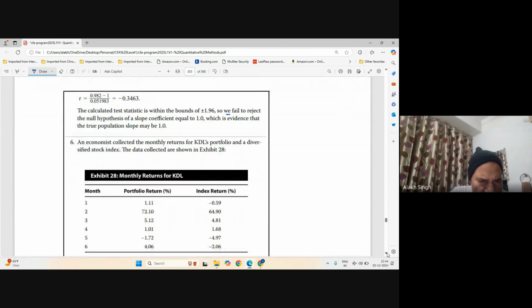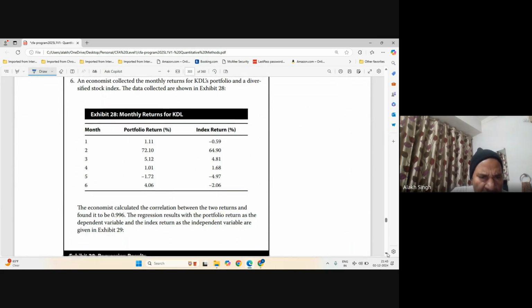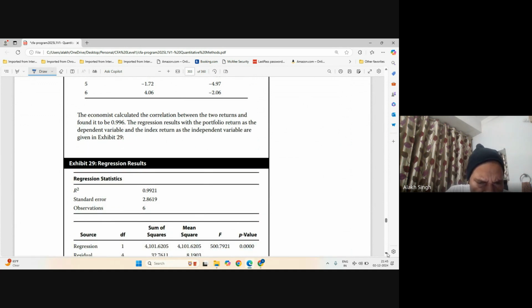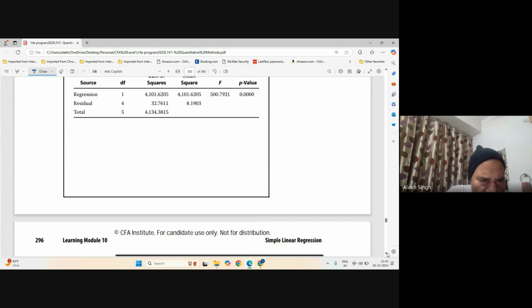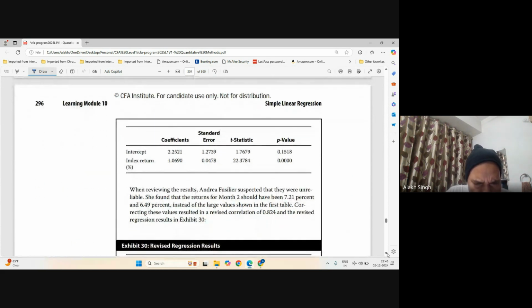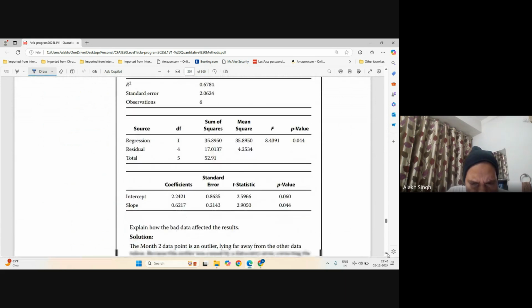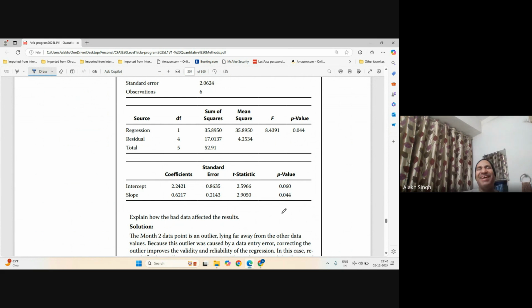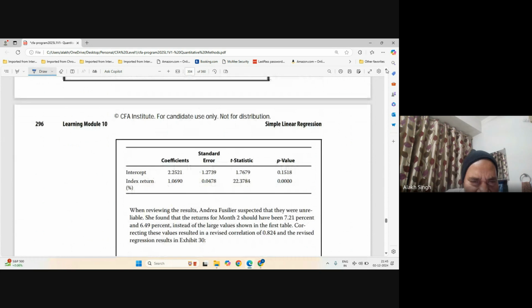Question number 6. Economists collected the monthly returns. Let's read the question first. What does it want to ask? It is a very long question. Explain how the data affected the results. Two points are outliers. So let's see what happens with the outliers.